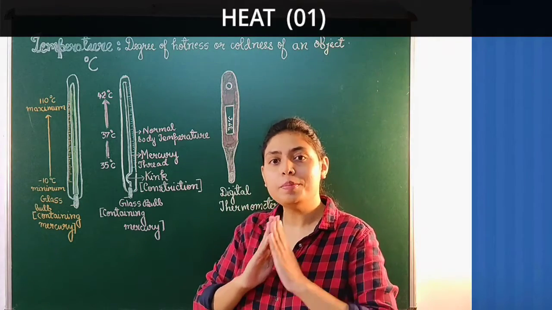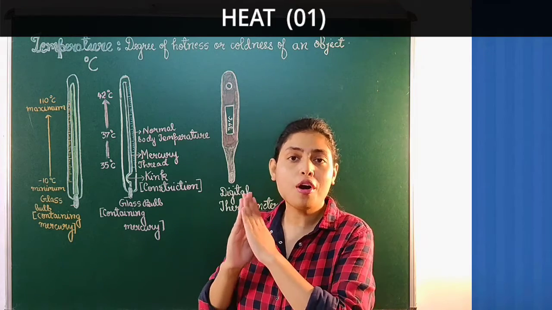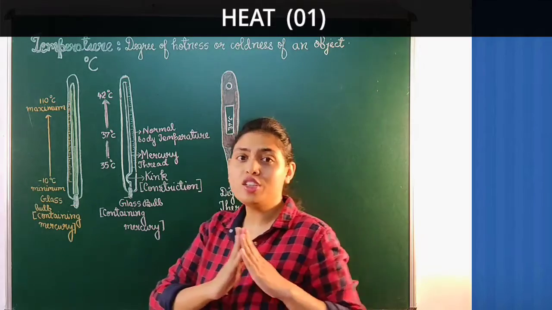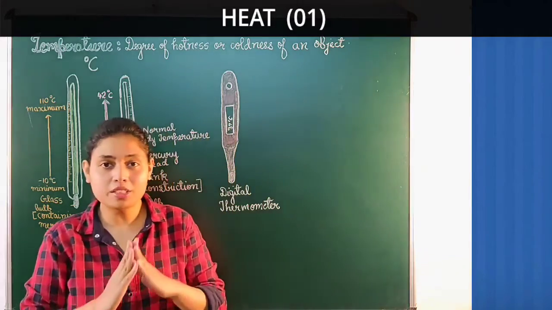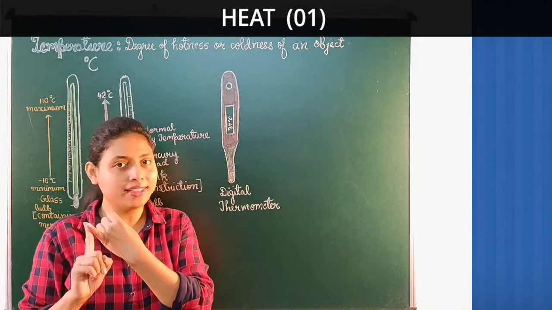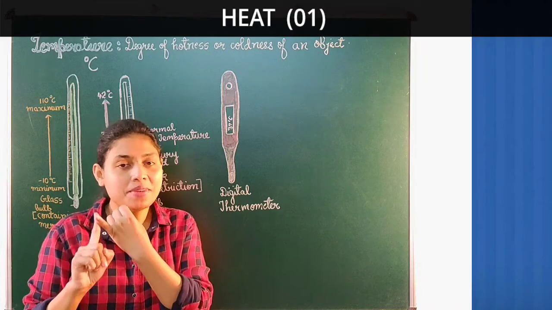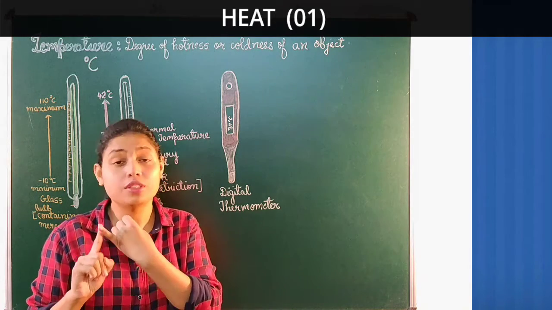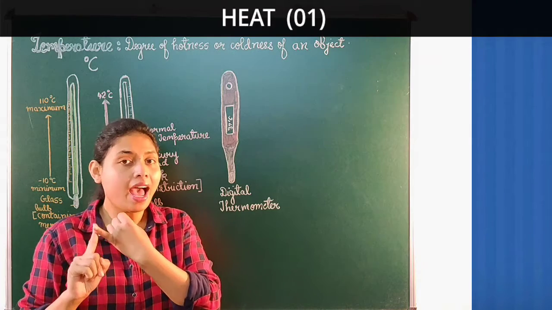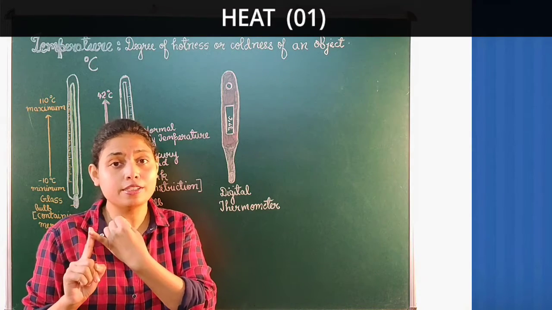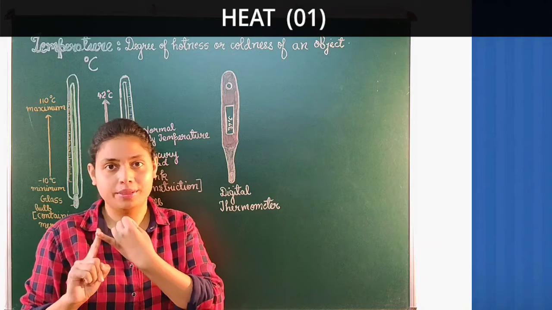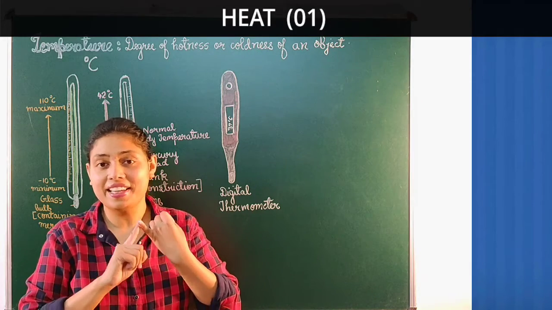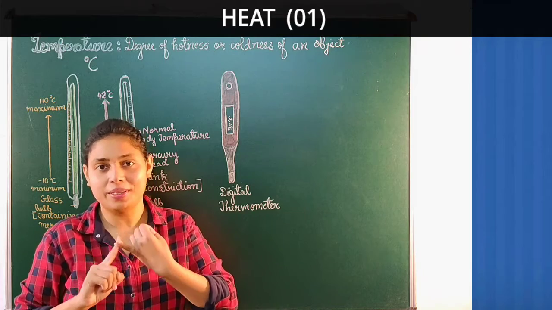Nowadays, digital thermometer is used to record the temperature of the human body. What is the advantage of using digital thermometer, children? First advantage, digital thermometer does not use liquid metal called mercury, which is highly poisonous, as most of the glass thermometers use mercury. So, over here, in digital thermometer, there is no use of mercury.